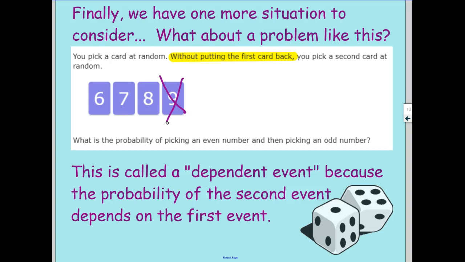This is called a dependent event because the probability of the second event depends on whatever happened the first time. Like if I go to reach in again, the probability of what's there depends on what happened the first time, which was taking a card out of the deck. So now my situation has changed a little bit. That's a dependent event.